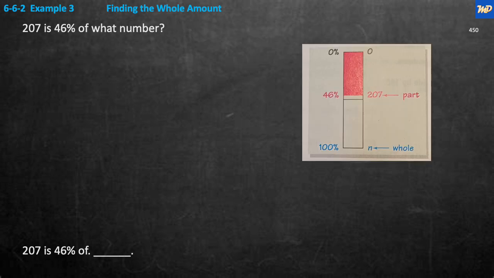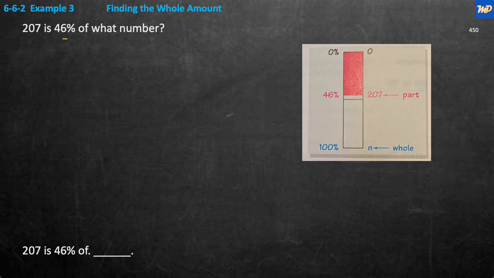Example 3, finding the whole amount. 207 is 46% of what number? Okay, this is what we talked about in the previous slide. Now we've got the model in front of us, and we can see how this works. Let's take a look at it. 207 is 46% of what?